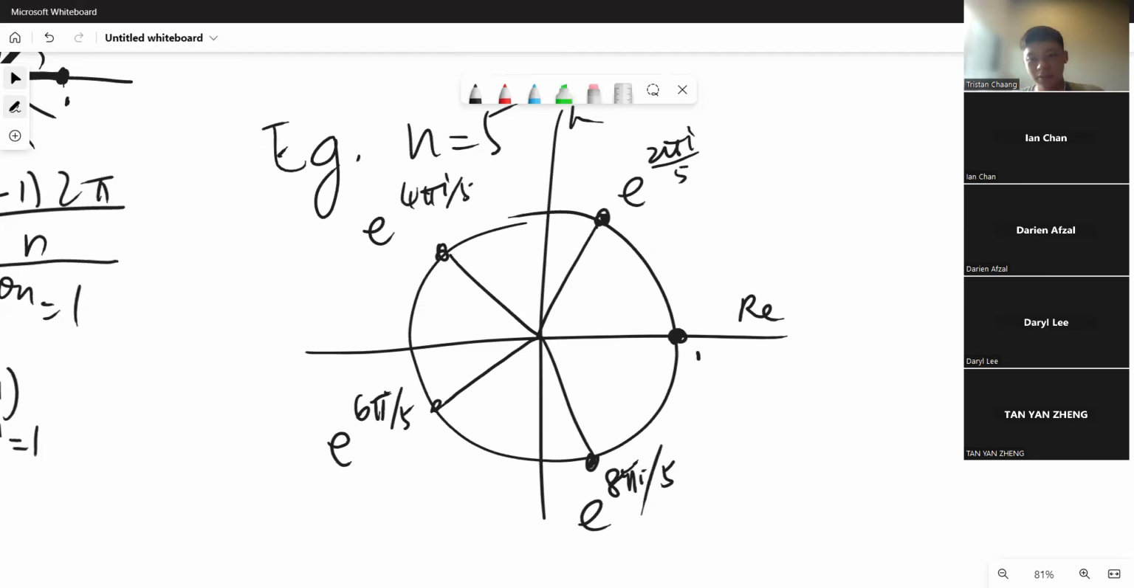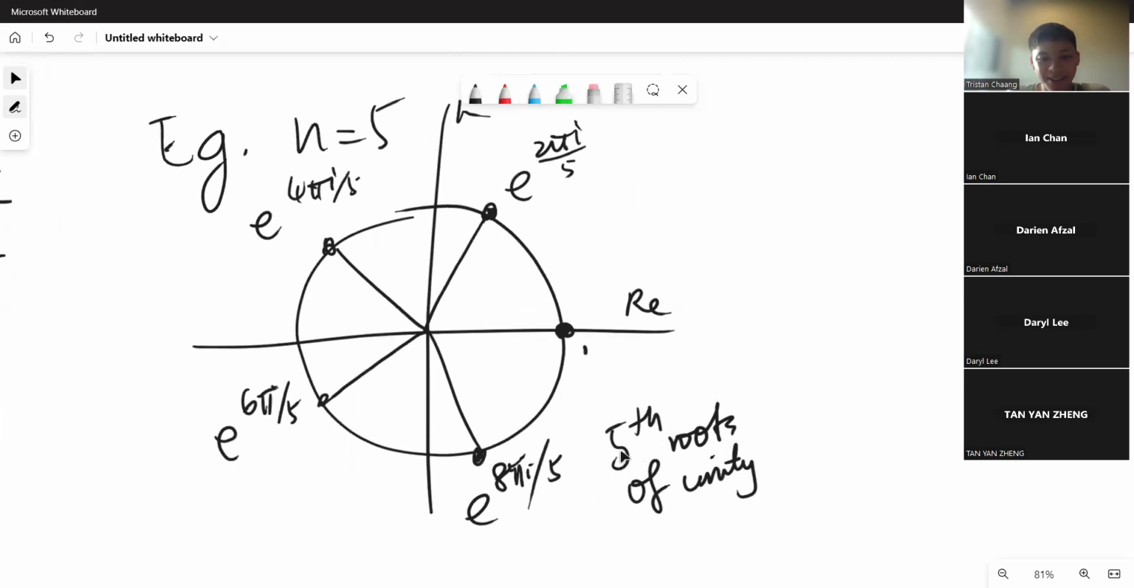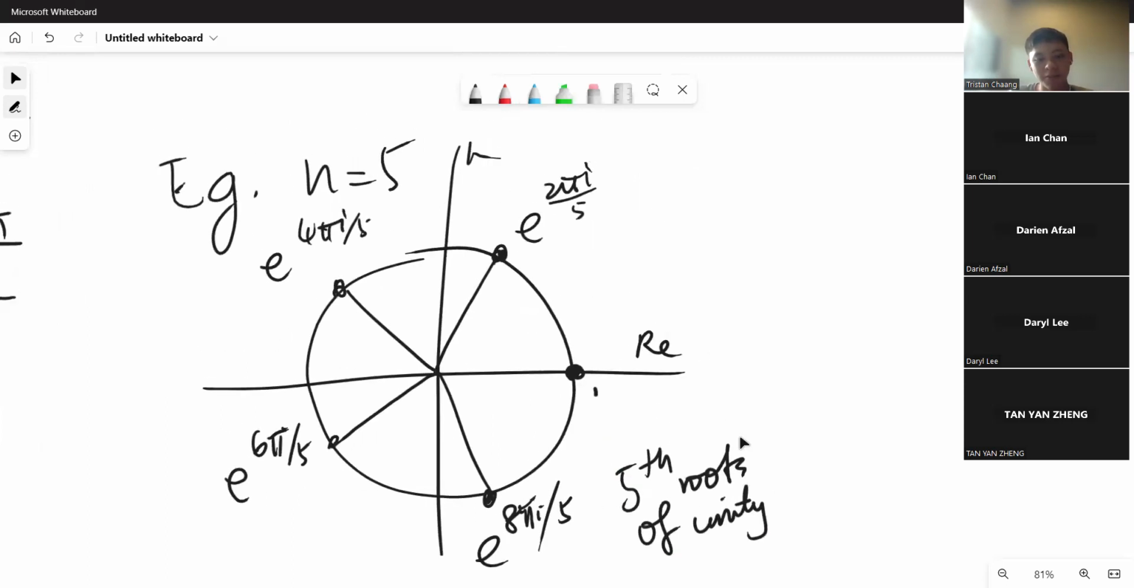So 5 roots, and there's this beautiful symmetry going on. These are called the 5th roots of unity. Unity is just a fancy way of saying 1. So there are 5 roots of unity. These are called the 5th roots of unity.